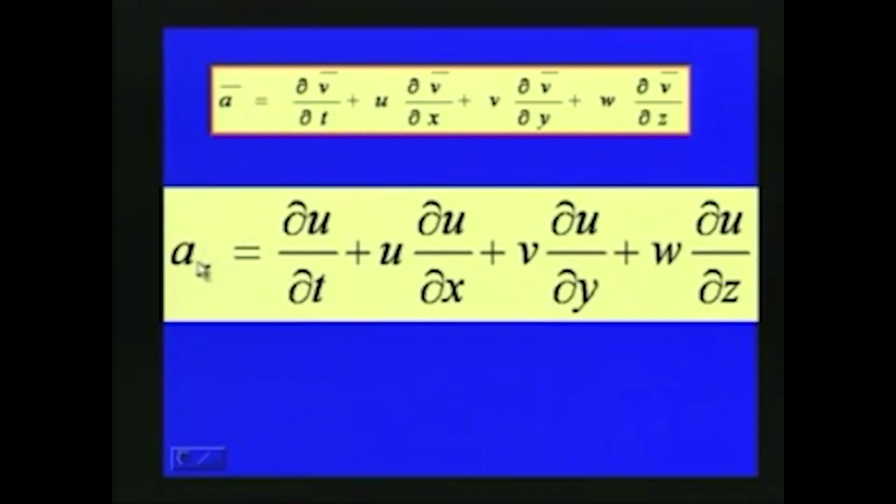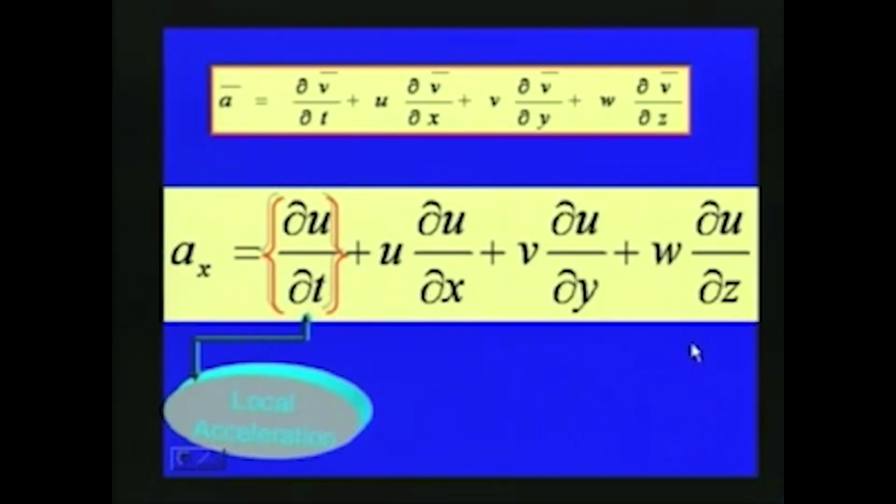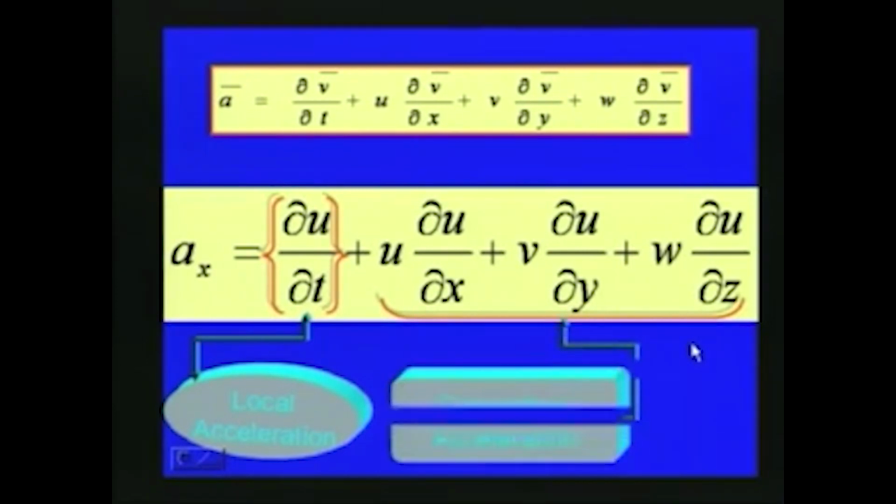So, the x direction acceleration is given as a x is equal to del u by del t plus u into del u by del x plus v into del u by del y plus w into del u by del z. So, similarly, we can write the acceleration in x direction, y direction and z direction.